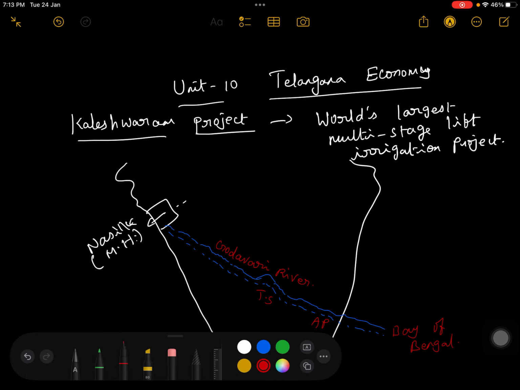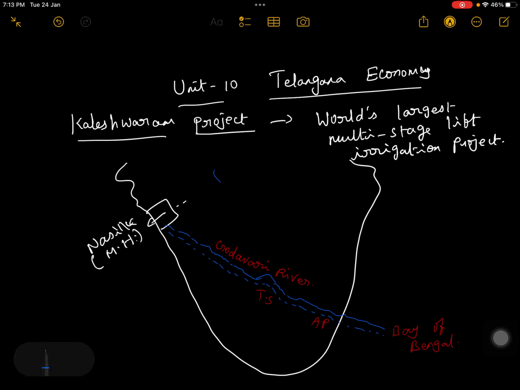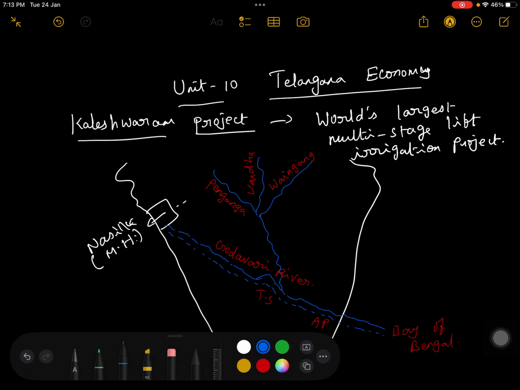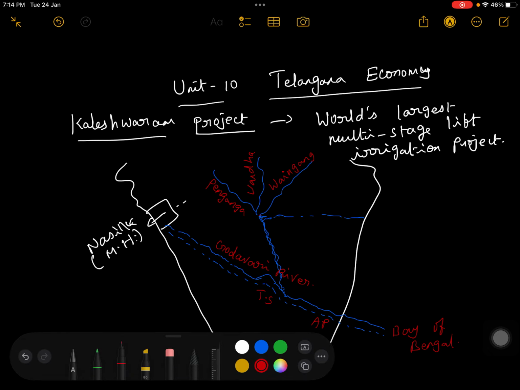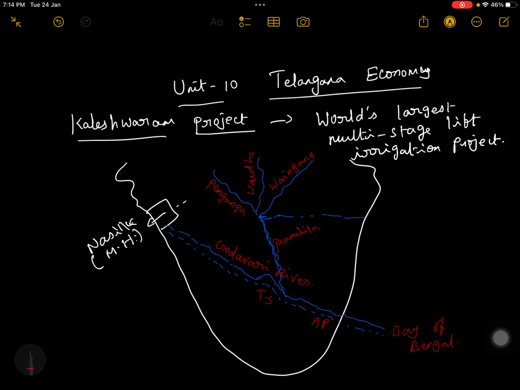Now there are other rivers. One from this side is Penganga, this one is Varda, and another one is the Wainganga. So three rivers merge here, and there is a river joining here. It comes like this and joins the Godavari river, and this river is the river Pranahita.